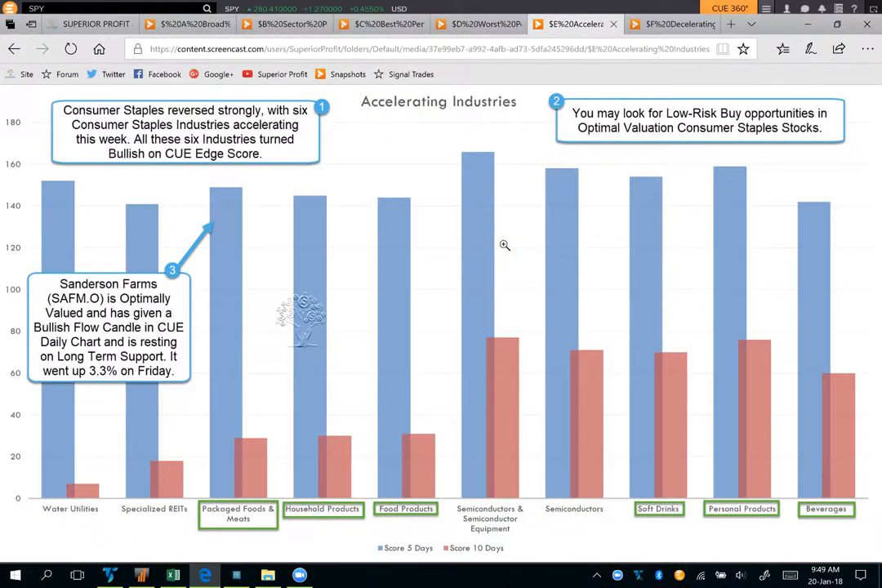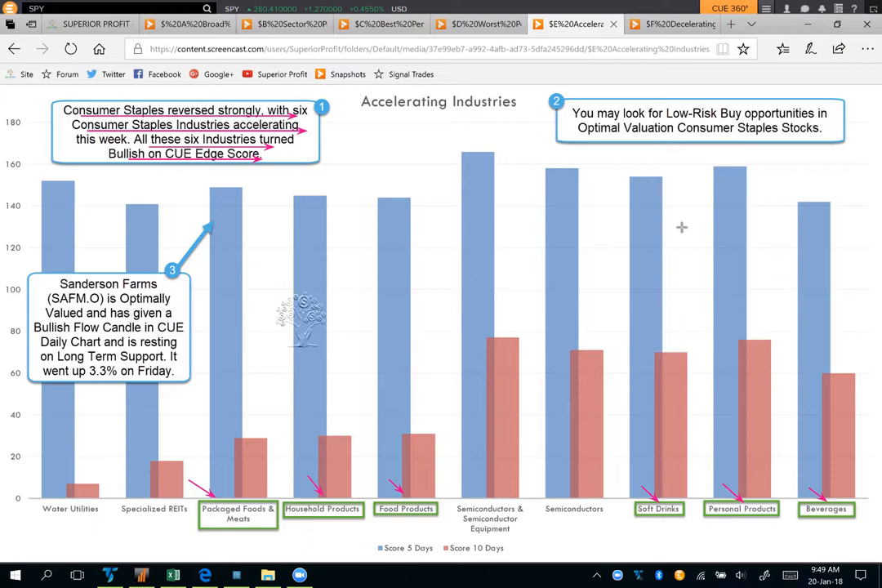We also study the accelerating industries. They tend to be the best performers down the line. Consumer staples revert strongly with 6 consumer staples industries accelerating. All these industries also turned bullish in terms of edge score. These are packaged food and meats, household products, food products, soft drinks, personal products and beverages.